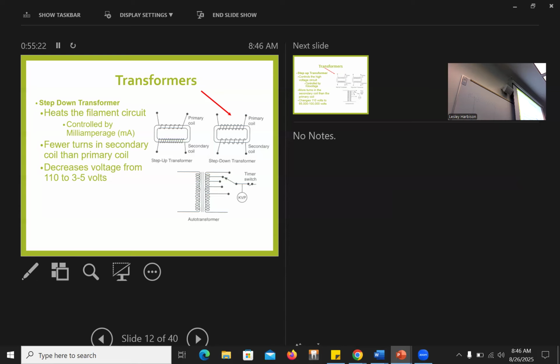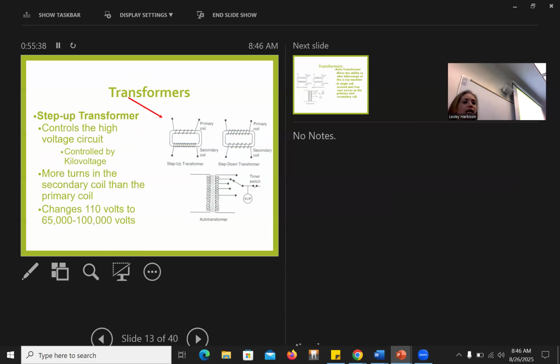It's about this one. Don't worry so much about this picture. This shows auto transformer, and it has some info. Don't worry, you can kind of cross that out on your notes if you want to. Okay, so that's step down. So step up, same picture, different information.